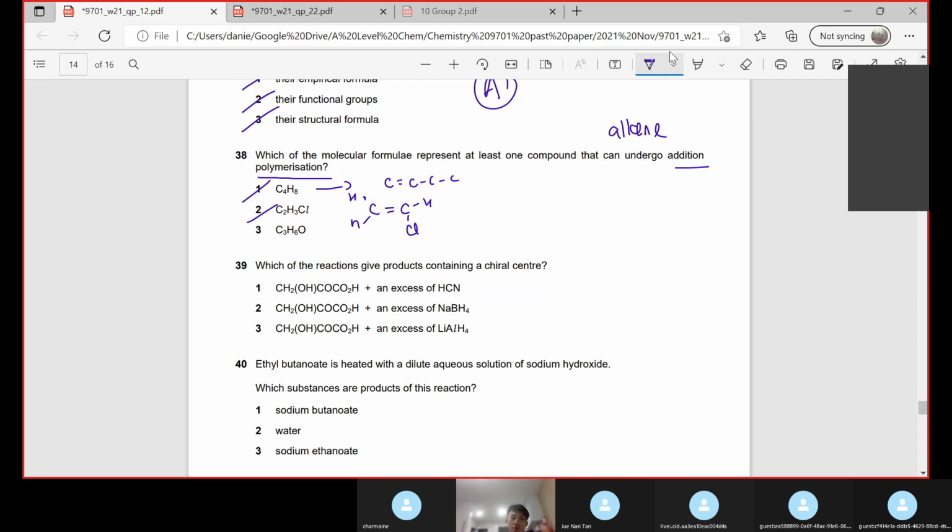Then how about C3H6O? C3H6O also can, 3 carbons. Then let's say, okay, I show it in this way. C double bond C, then let's say here CH3, up here let's say H, and here I write CH2OH. So 3 carbons, 1, 2, 3, 6H, 1O. So that is an alkene as well. Okay, so 3 also can. So A is the correct answer.